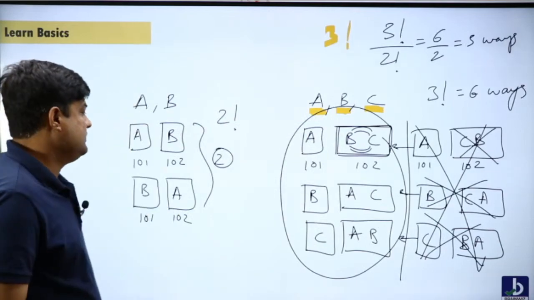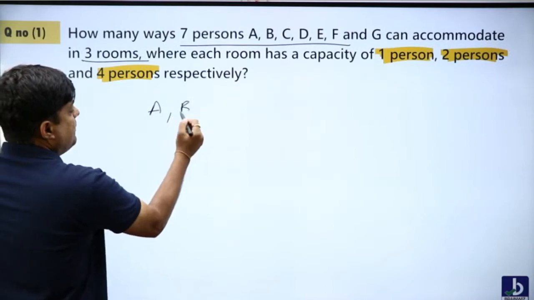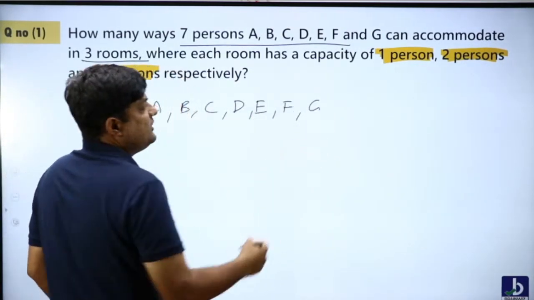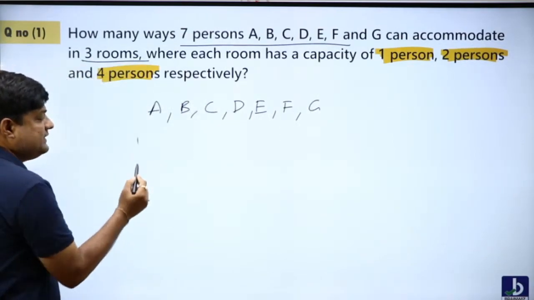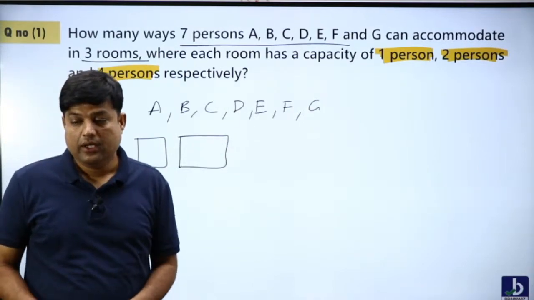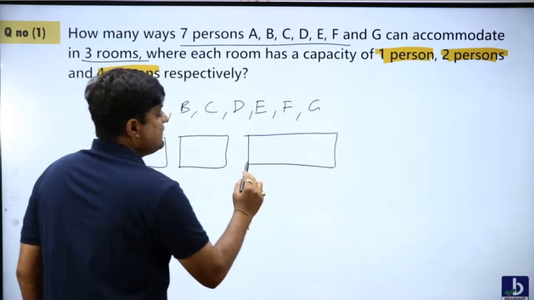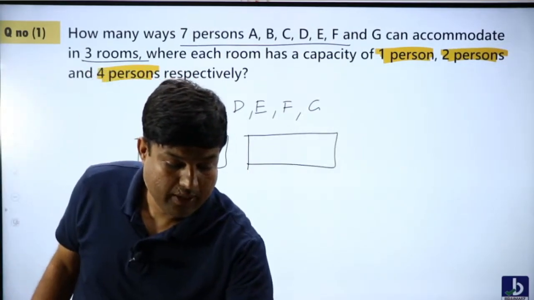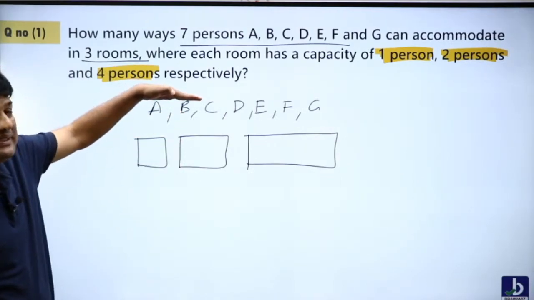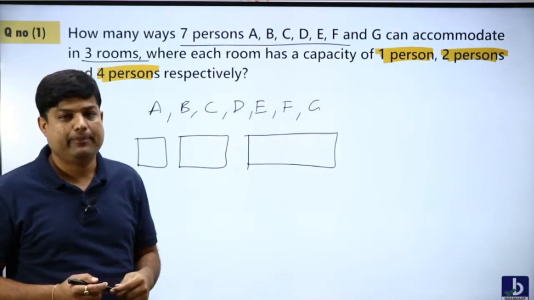Let's try to move across. Okay, have a look here. Now 7 people are there: A, B, C, D, E, F, G. Students, you all know that in the hotel you have one single bedroom, one double bedroom, and one room which has 4 people. So how many ways can these 7 persons be accommodated in these rooms? Are you understanding everybody?